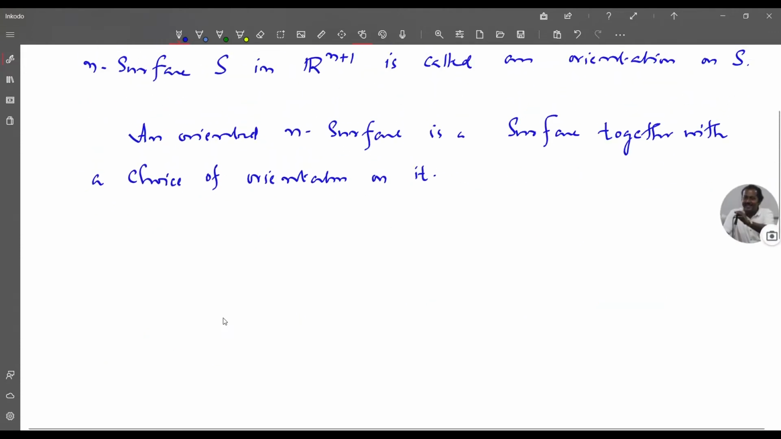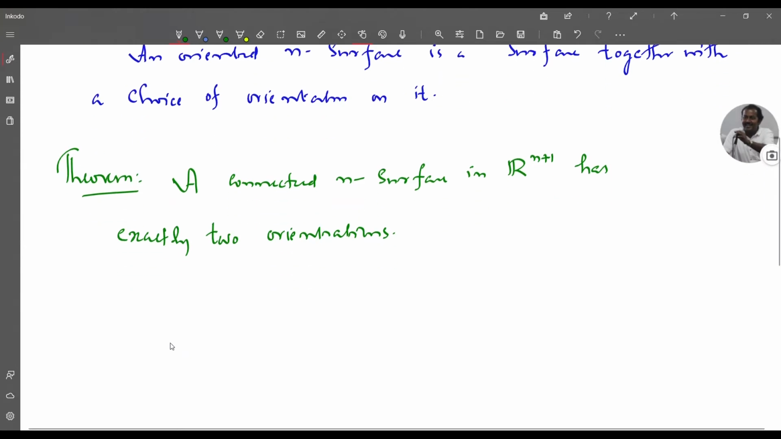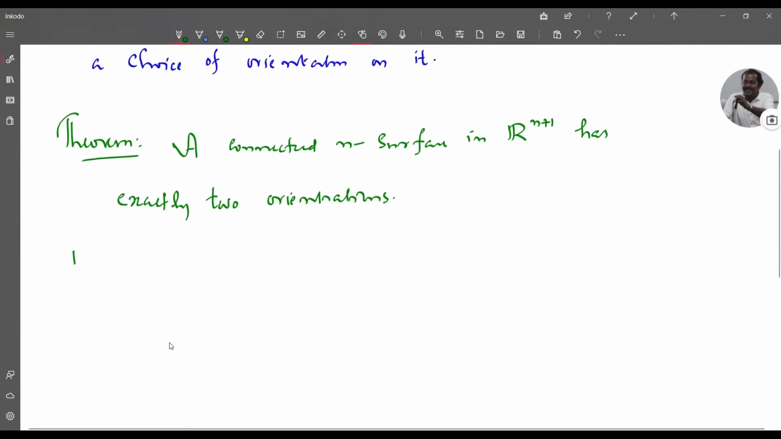We discuss a theorem. A connected n-surface in R^(n+1) has exactly two orientations. So we prove this. Let S be a connected n-surface.